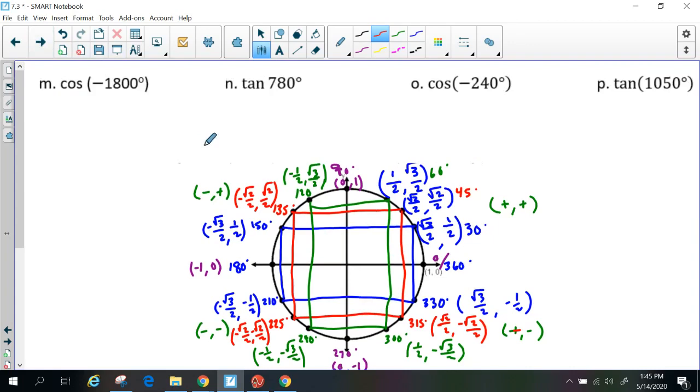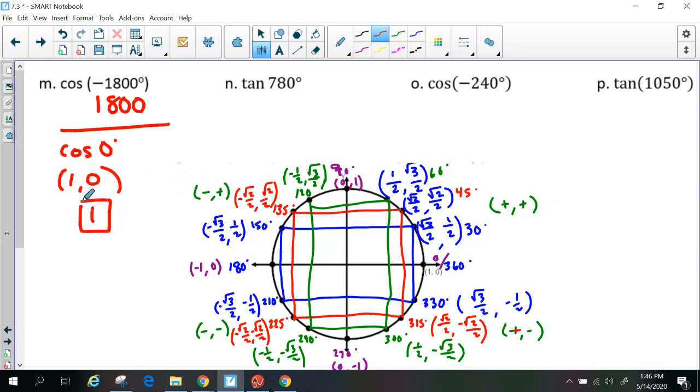Okay, a couple more examples here. Looking at the cosine of negative 1800, we're going to have to add 360 a whole bunch of times. Okay, so if we add 360 five times, it lands us at 0. So that was five times. We're looking for the cosine of 0. So that 0-degree rotation lands us at the point 1, 0, and cosine is your x-coordinate of 1.